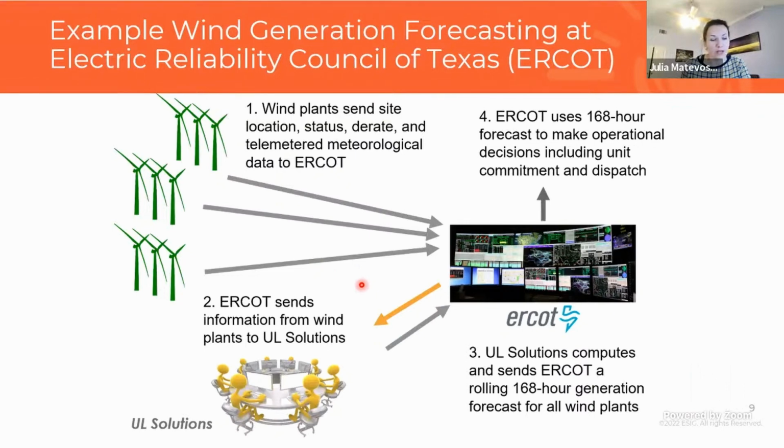And ERCOT also has now a short-term forecast that has time resolution of 5 minutes. It is updated every 5 minutes and has a forecasting horizon of 1 hour. And this is used in real-time market dispatch.